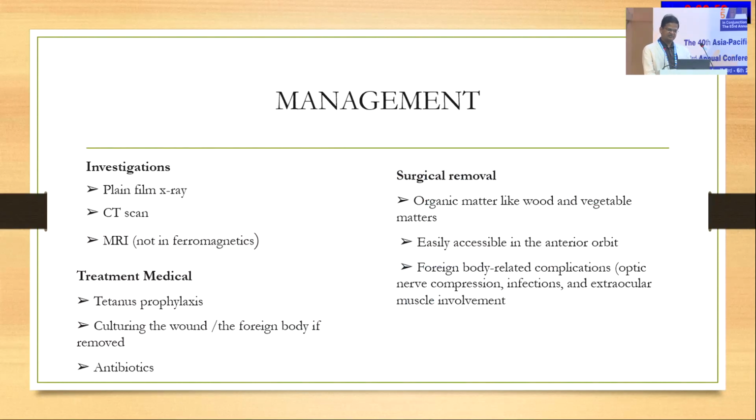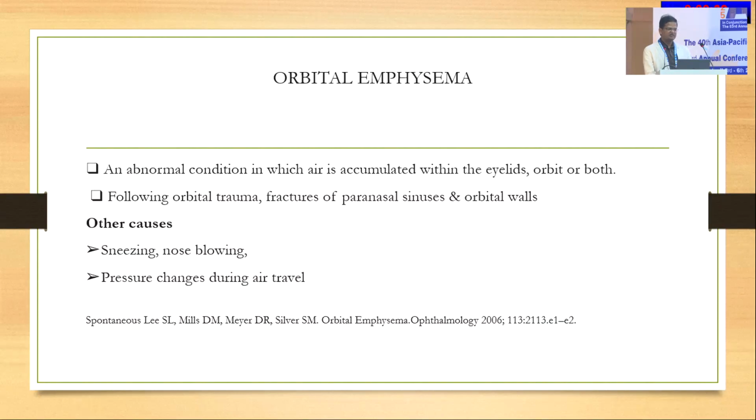On managing, there is a treatment of choice. We have to give prophylaxis, and a culture of the infected particles should be done to guide the choice of antibiotic. Organic foreign bodies like wood and vegetable matter have to be removed, which can be easily accessed by anterior orbitotomy, whereas foreign body related complications like optic nerve compression, infection and extraocular muscle movement restriction should be taken care of in such cases. We often encounter a few cases of orbital emphysema.